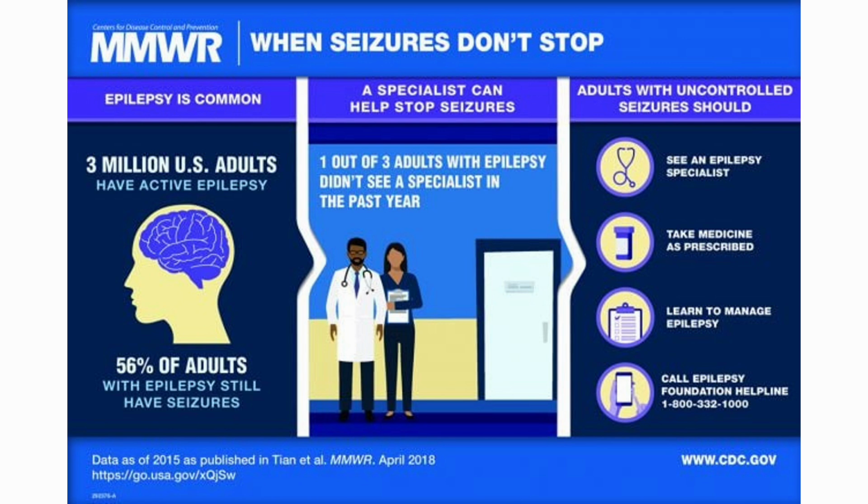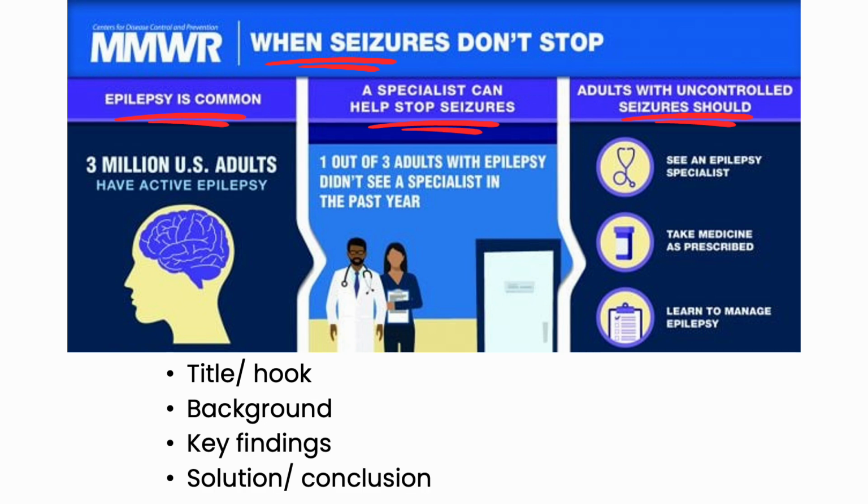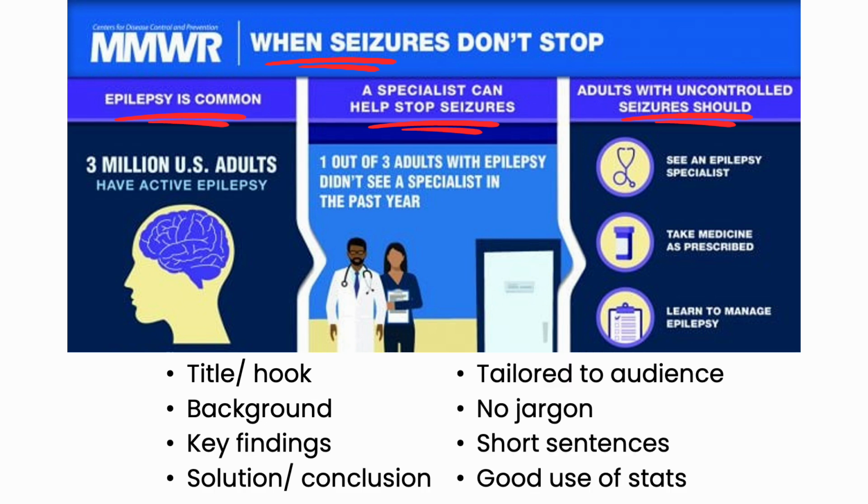So in terms of structure, you can see the skeleton of a conventional piece of writing here. It's got a title, which also serves as a hook. It's got background information, it's got key findings, and it's got a solution or a conclusion. And you can see they've tailored it with a non-expert audience in mind, using no jargon and short, simple, clear sentences. They've used numbers and statistics sparingly but wisely to support their points.